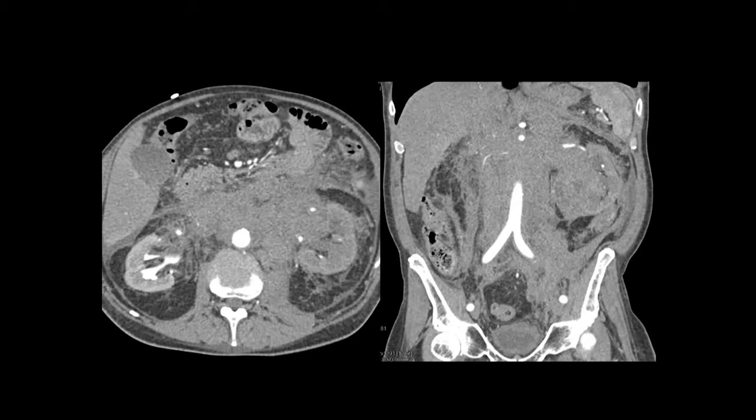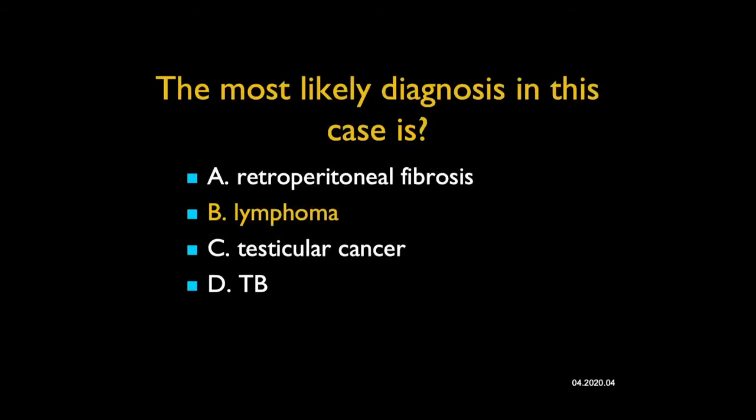Retroperitoneal fibrosis is infiltrating and can cause obstruction of the kidneys and can infiltrate into the kidneys, but this is so mass-like. When you look at the coronals, look at the extent from diaphragm down into pelvis, and this is a great example of lymphoma. This was B-cell lymphoma, extensive adenopathy, extensive infiltration, and involvement of the left kidney. Very nice example.